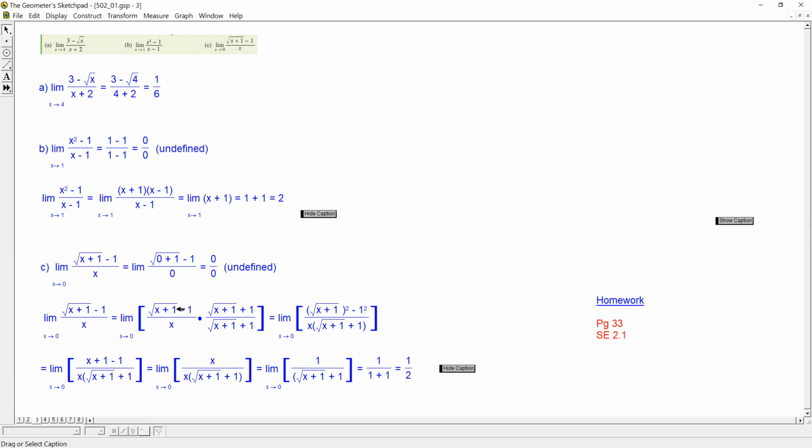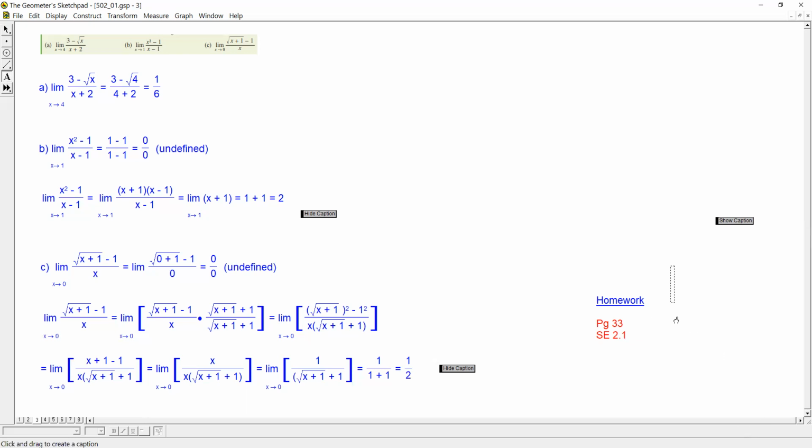Conjugate means if it is square root minus 1, you put the square root plus 1. You multiply with the square root plus 1. Why do you want to do that? Because we want to get rid of the square root. How to get rid of the square root?